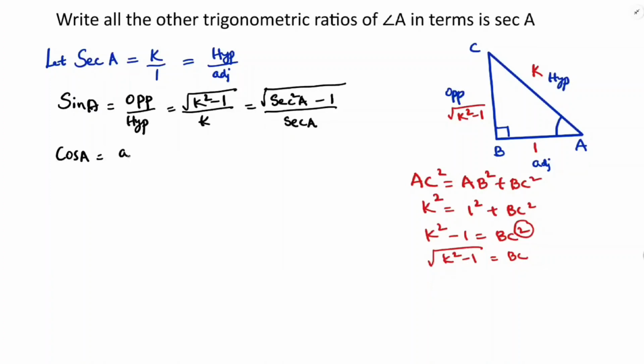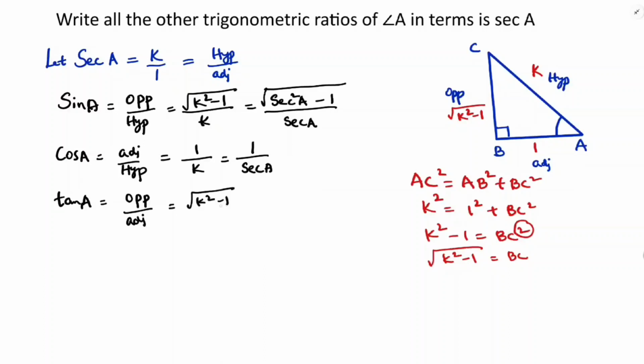Next I need to write cos. Cos A is adjacent by hypotenuse. Directly you can write the reciprocal, but here I am using the Pythagoras theorem. So adjacent is 1, hypotenuse is k. So 1 by k, wherever k is there you should write sec A. Next tan. Tan is opposite by adjacent. Opposite is under root k square minus 1, by 1. So under root, wherever k, just write secant square A minus 1.